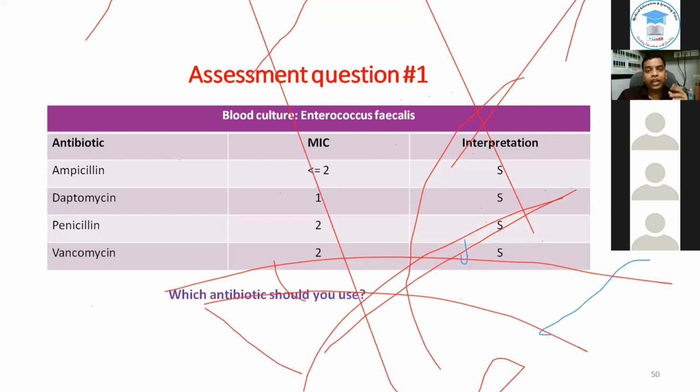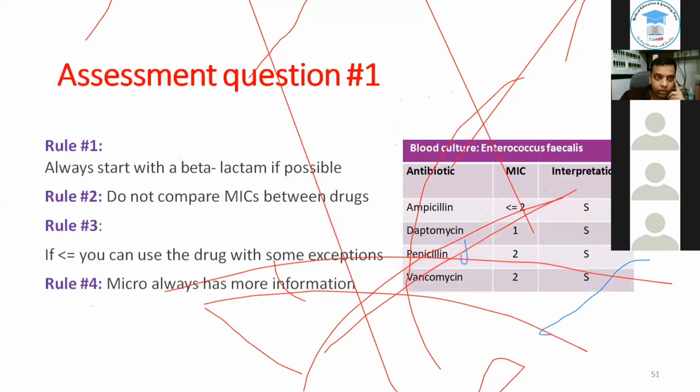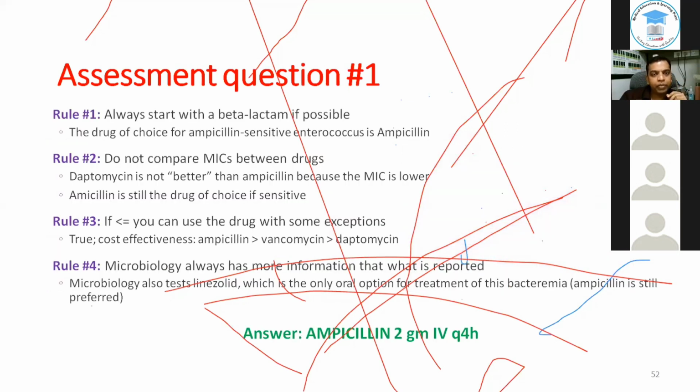Now, take another case. Enterococcus faecalis is obtained from a blood culture. Ampicillin sensitive, daptomycin sensitive, penicillin sensitive, vancomycin sensitive. Which antibiotic will you choose? Now, all are sensitive. Then rule number 1: always start with the beta-lactam if possible. So my drug of choice will be ampicillin, as the Enterococcus is ampicillin sensitive. So ampicillin will be the drug of choice.